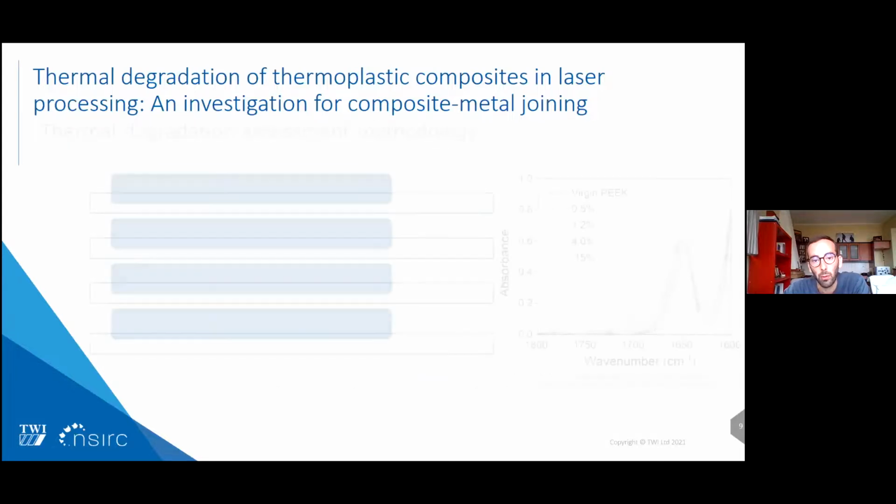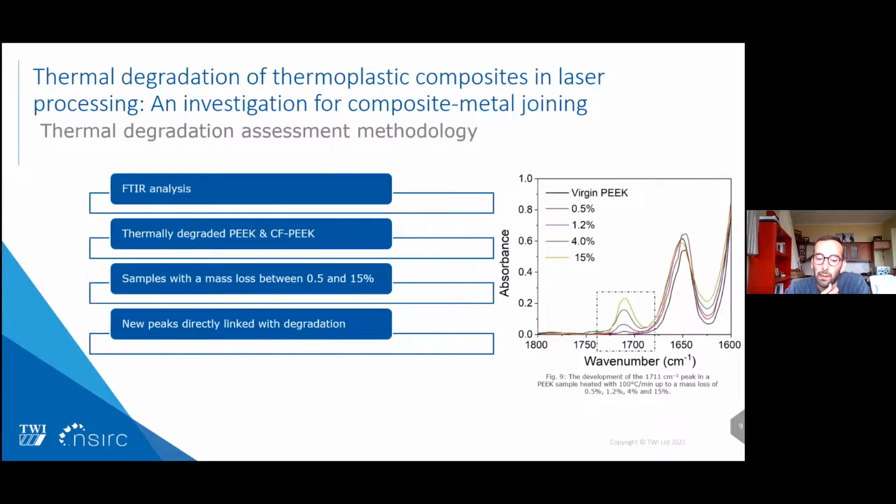However, a problem in laser heating in general, when we're talking about a very short amount of time, like a few milliseconds, 3 milliseconds for example, is that it is difficult to measure the temperature. It's not easy experimentally to acquire a value for the temperature. And you can't really say whether 800 degrees for 3 milliseconds is bad for the material. Does it destroy it or not? So we proceed to developing a thermal degradation assessment methodology, which takes place initially with Fourier transform infrared spectroscopy, FTIR analysis.